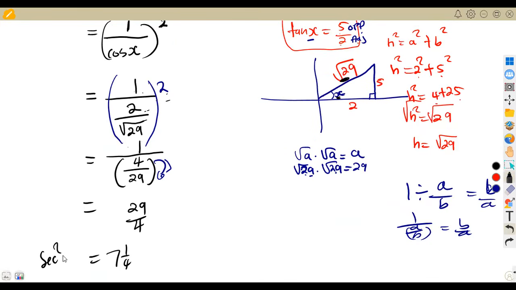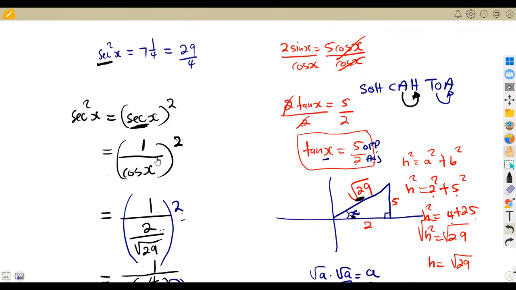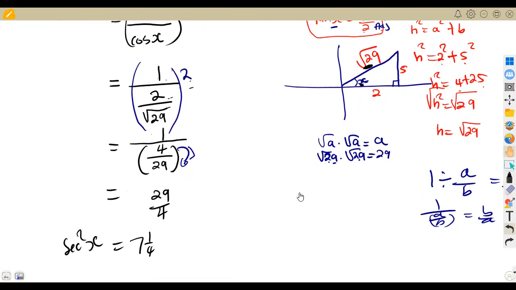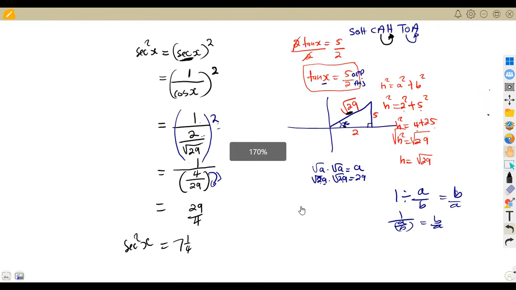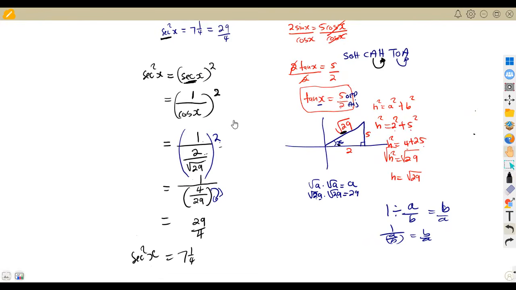So this is the value for sec squared x, as we saw that sec squared x is equal to this, and we reduced this. So this is where our sec squared x is going to end. So it was not a solving part of a question whereby you are determining the values of x. No, but it was important for us to have this type of question.